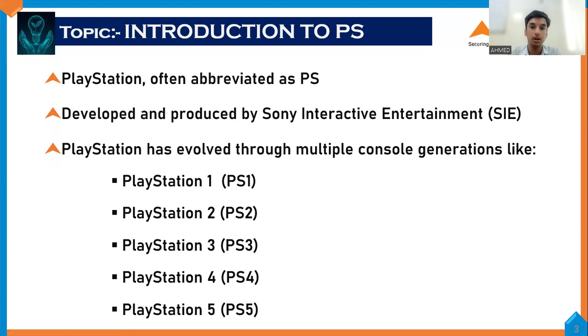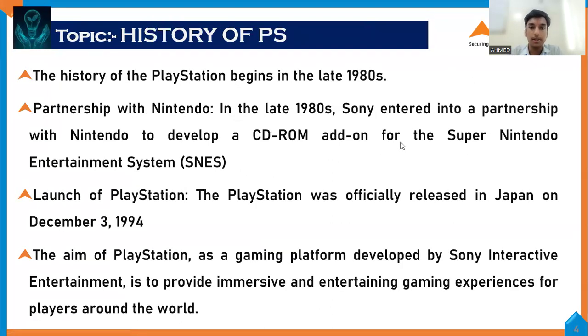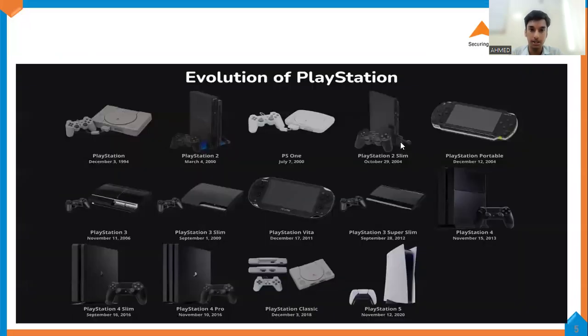Introduction to PlayStation. PlayStation is often abbreviated as PS, developed by Sony Interactive Company. PlayStations are of different types: PS1, PS2, PS3, PS4, and PS5. History of PlayStation. The PlayStation history begins in the late 1980s with the partnership of Nintendo and Sony, who joined together and developed a console called PlayStation. This is the first ever PlayStation made. It was released in 1994 after the partnership was made.